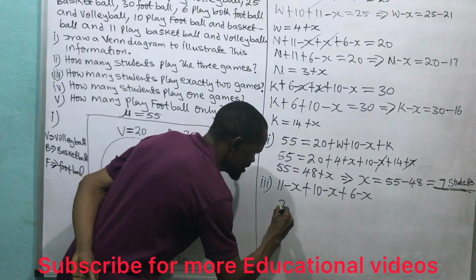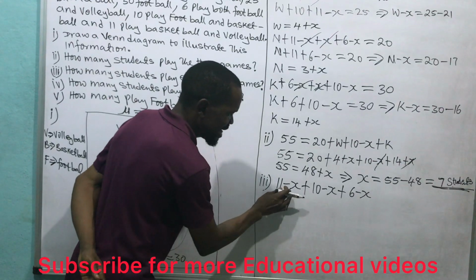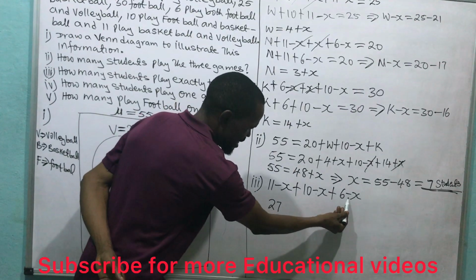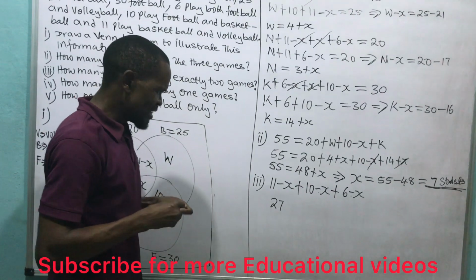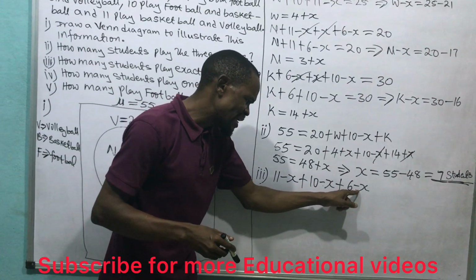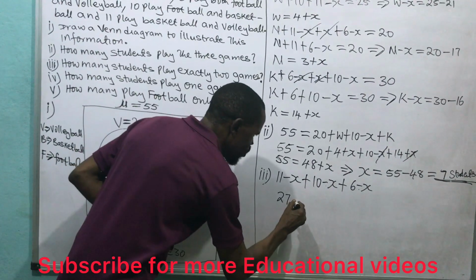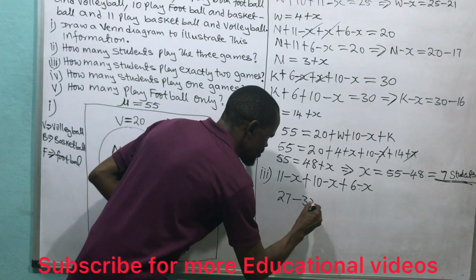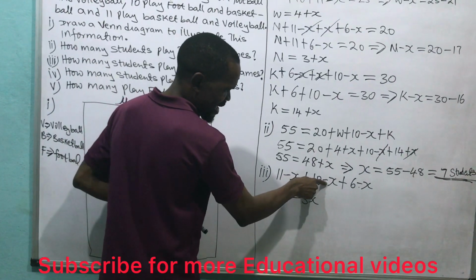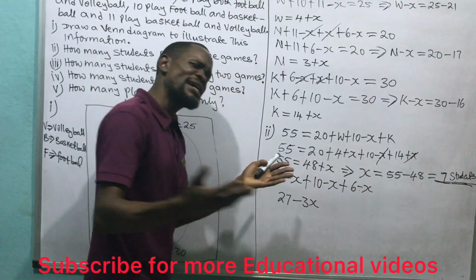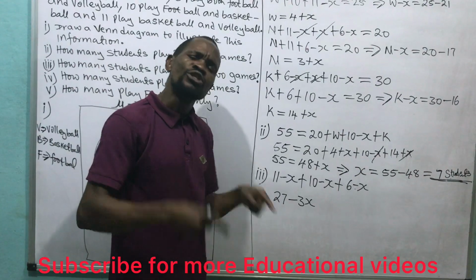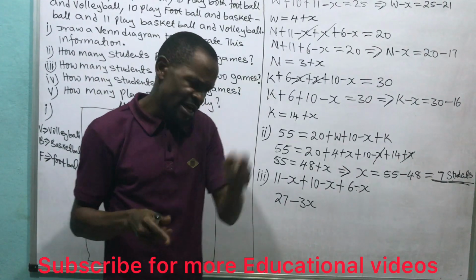I have 27. Then collecting like terms. This minus x again, minus x again. What it means is that I'm owing x, I'm owing again x, I'm owing again x. How many am I owing? I'm owing 3x. That's what I'm owing. Are you getting what I'm saying? I'm owing x, another x, another x. How many am I owing? I'm owing 3x. And this minus is telling me that I'm owing 3x.